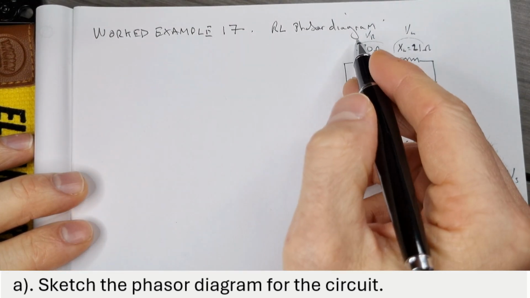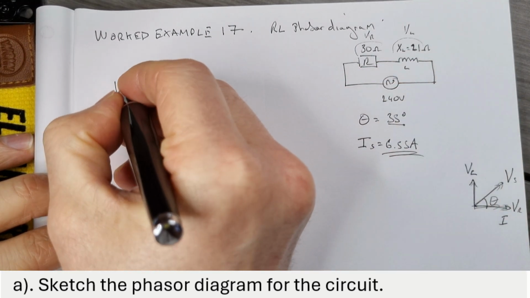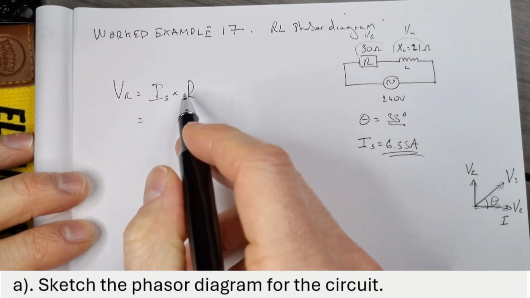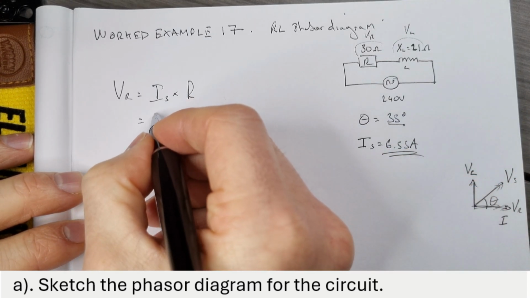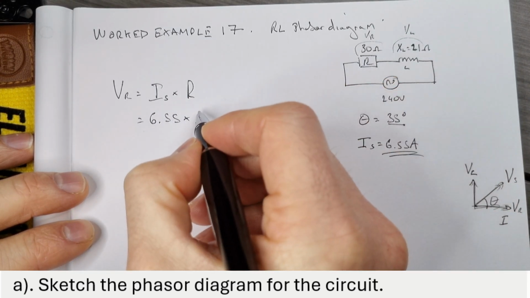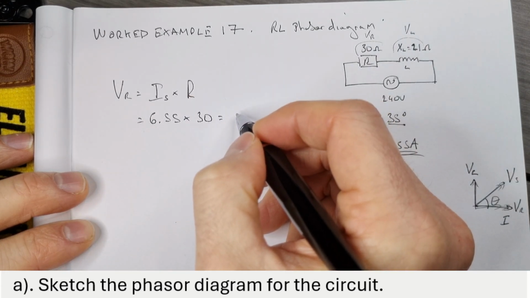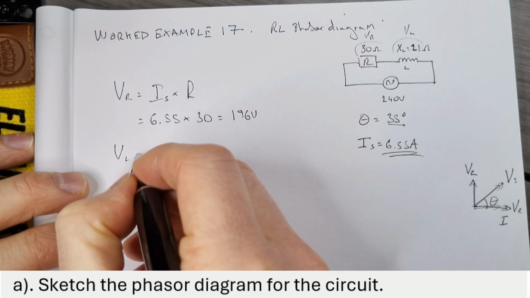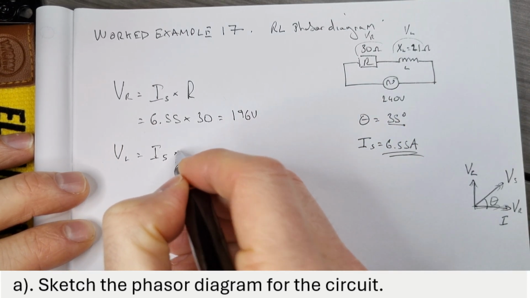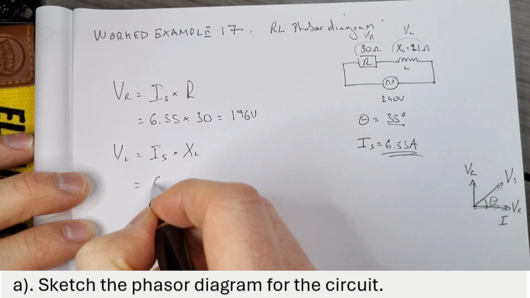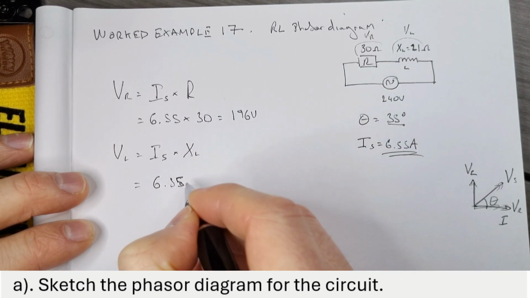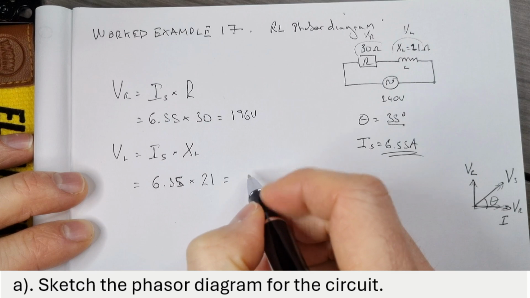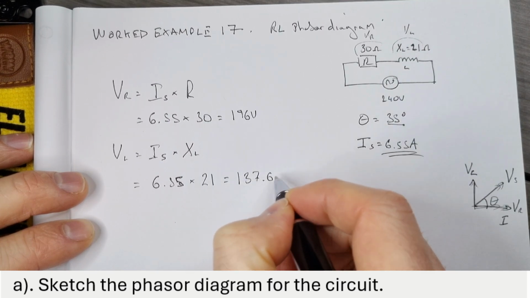Let's calculate the voltage over the resistor and the voltage over the inductor. So VR is going to be my supply current multiplied by my resistance. In this case, I'm given my supply current of 6.55 and my resistance is 30 ohms. That gives me a voltage drop over the resistor of 196 volts. VL is going to be my supply current times XL. So in this case, 6.55 times my reactance here of 21, which gives me a voltage drop of 137.6 volts.